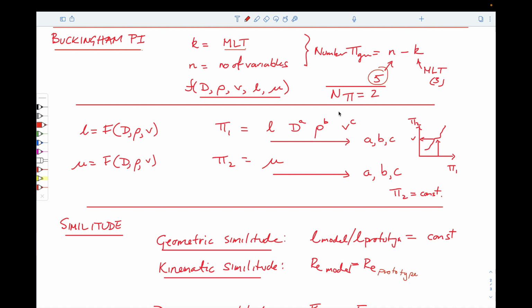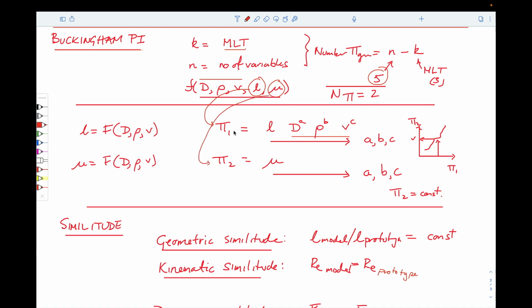And so for those pi groups, if we define some repeating variables, in this case, if we define diameter, density, and velocity as the repeating variables, as in these, then we can take each of the remaining parameters in turn and apply those to the different pi groups.